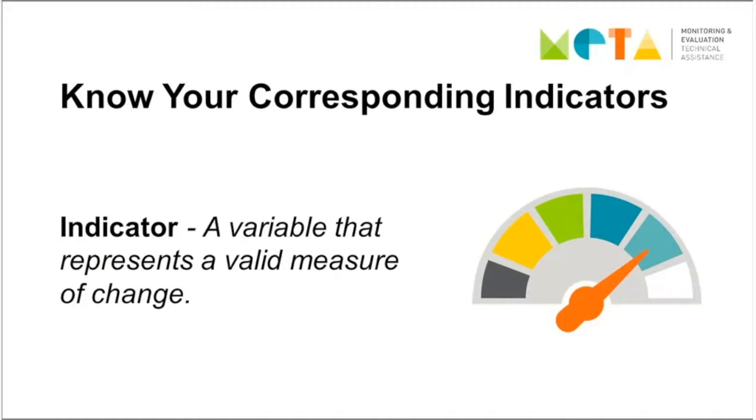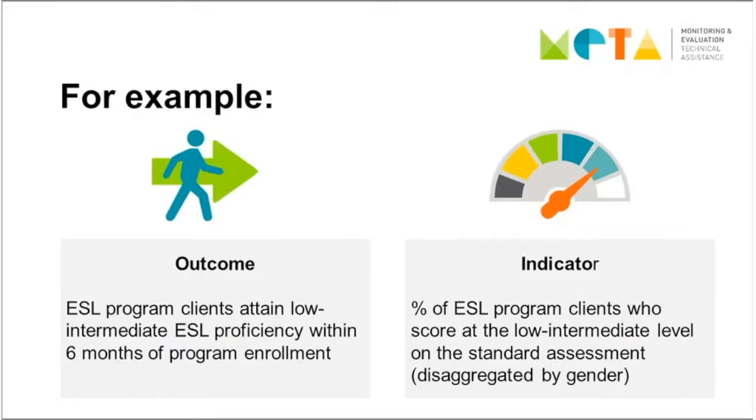And fully understanding your indicators is the most basic approach to just knowing from the start what you need to measure and then how you're going to go about it. So we saw this example earlier, right? If your outcome is that, and we've made it a SMART outcome here, the one I briefly mentioned a moment ago, is that ESL program participants attain low to intermediate ESL proficiency within 6 months of program enrollment. Maybe that's the outcome for your program. The indicator that you'll actually measure is the percentage of clients who score at that level on the assessment that you are delivering, disaggregated by gender, by age, by country of origin, as the case may be.